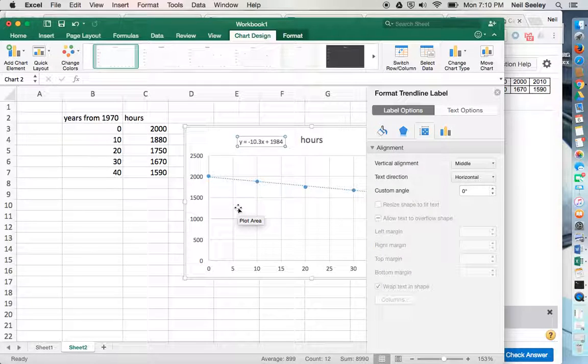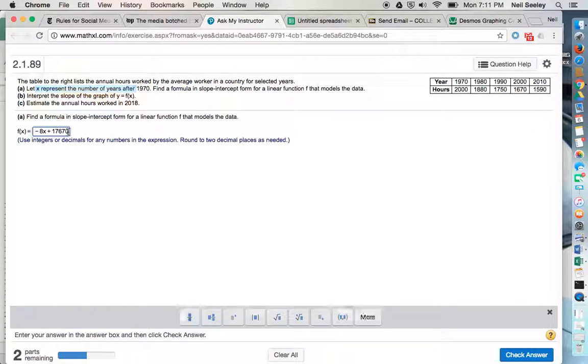That's one way to go at this: negative 10.3x plus 1984. That would be your trend line, and your slope would be negative 10.3. 1984 is your y-intercept. And then it says to interpret those things. So if I go in here and do negative 10.3, I can't hit enter at this point, sorry. I just have to walk you through it. That's the first part that you do for part A.